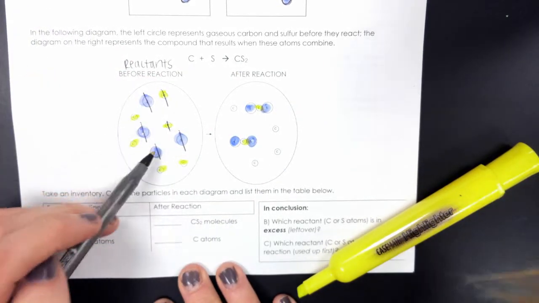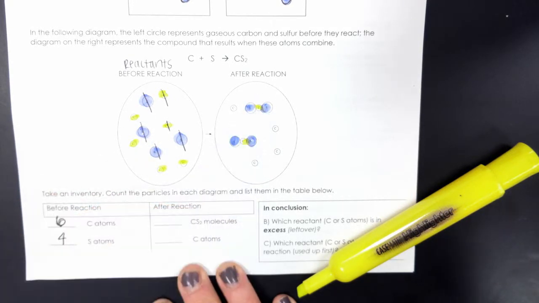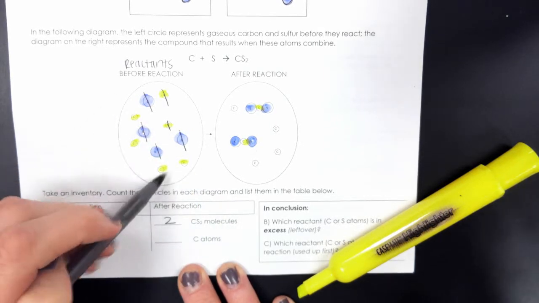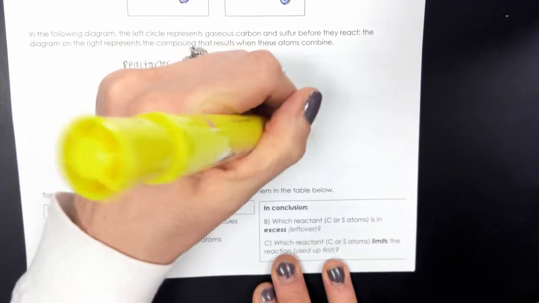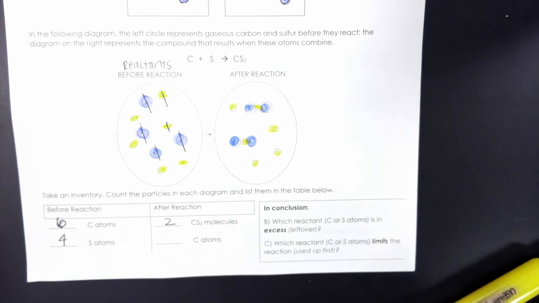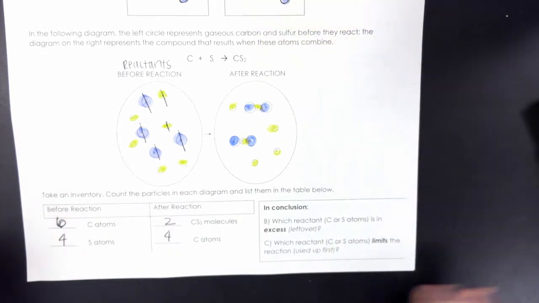Okay, so I've now used all of my sulfurs. I only made 2 moles of CS2. But I have all these extra carbons left. Okay, so which reactant did I run out of first? Which one am I completely out of and I have to stop my reaction? Just think about that for a second.